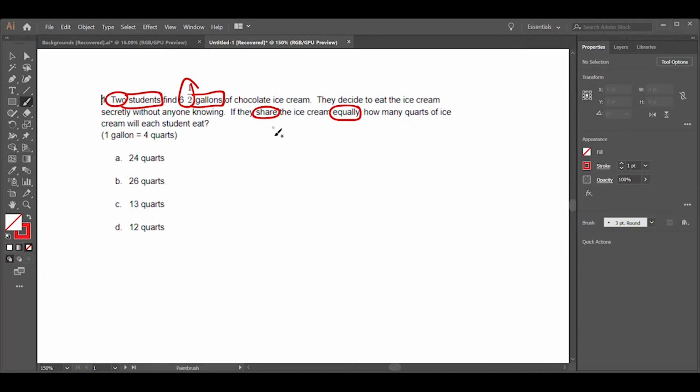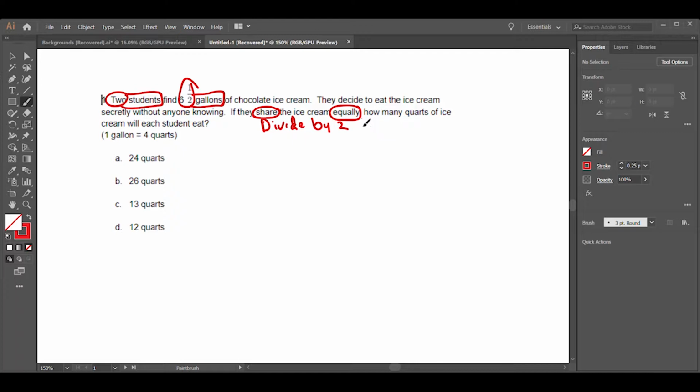alright, that tells me right there that I'm going to have to divide the ice cream equally with these two students. So divide by 2. Alright, let me fix the pen here so I can write and not have the letters be so fat. So I'm going to divide by 2 because I have two students and they eat it.